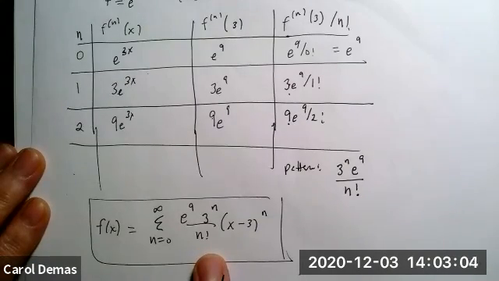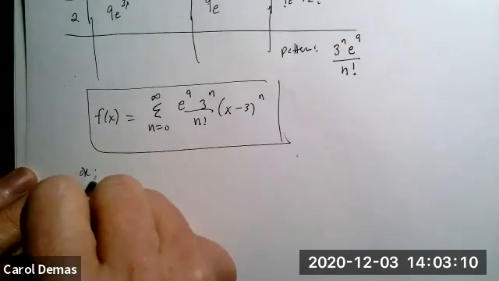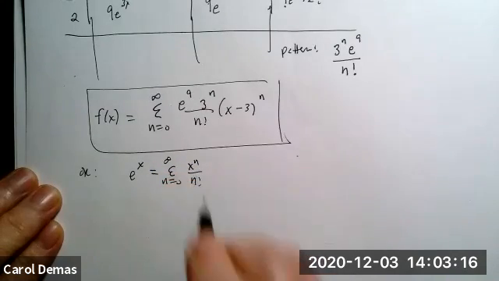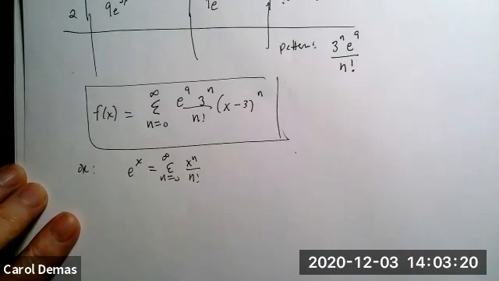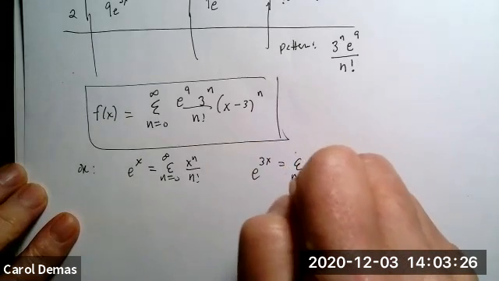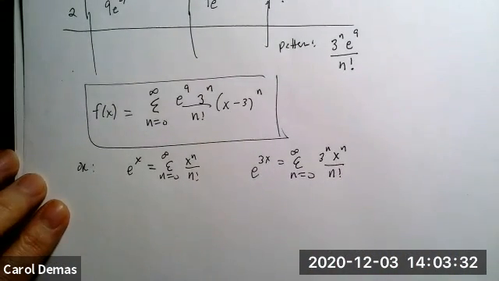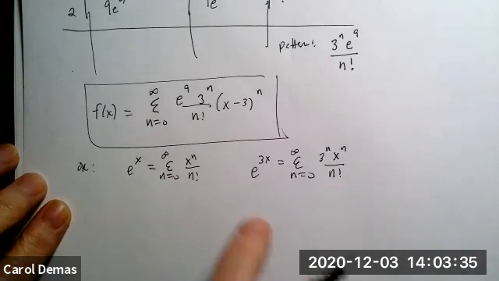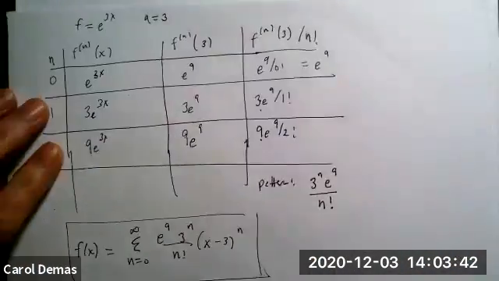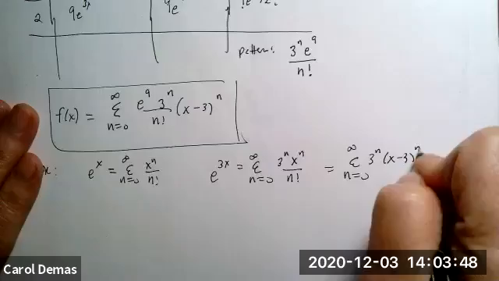Could we do it the other way, like not using the chart? Okay, not using the chart. You know that e to the x is sum n equals 0 to infinity x to the n over n factorial, right? Okay, if we replace x with 3x, we'll have 3 to the n x to the n over n factorial, right? But how do we take care of the center being 3? Put that in for x and then plug it into the e to the 3x. Okay, we'll get 3 to the n x minus 3 to the n over n factorial.